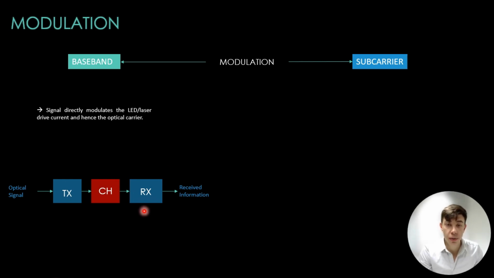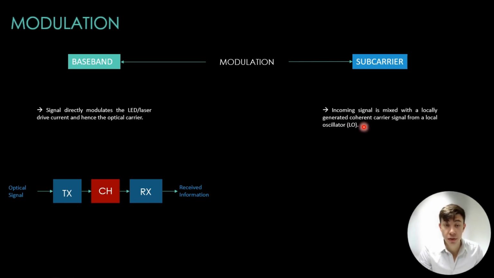This diagram shows the baseband modulation process. We have the input signal applied to the transmitter. The transmitter directly modulates the optical signal. The modulated signal passes through the channel. At the receiver, the received information is extracted from the optical signal.